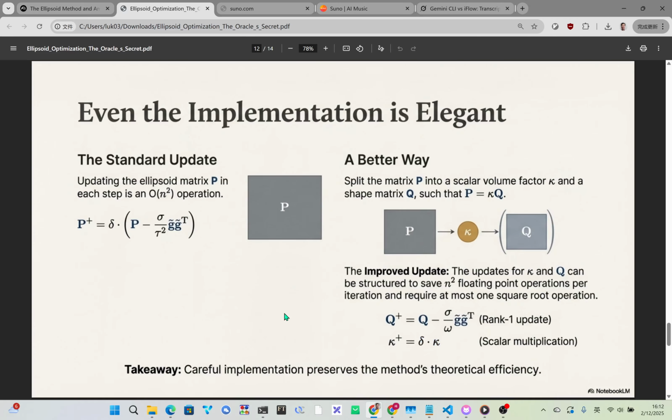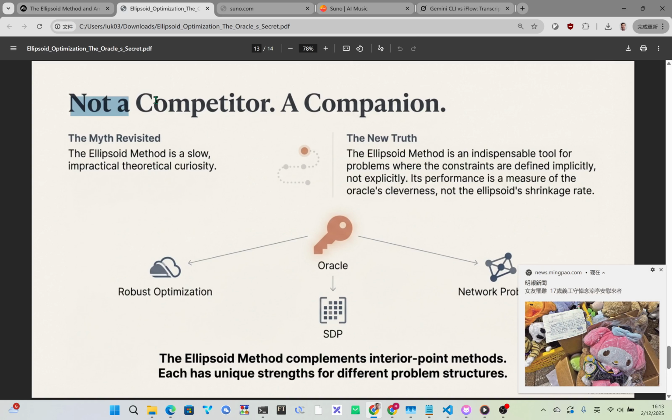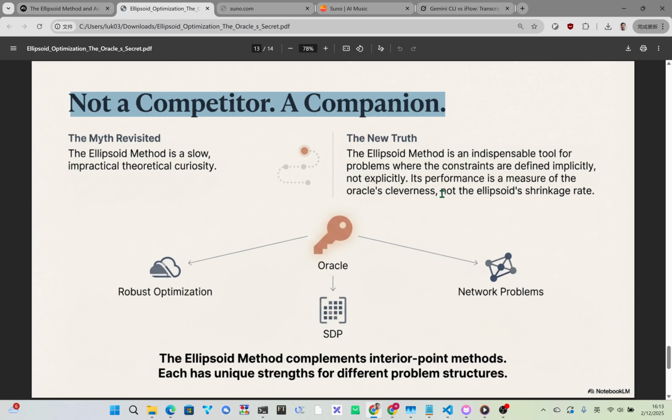This just proves that the perception of the ellipsoid method being inherently slow is, well, just false. Its ultimate speed depends entirely on the oracle. Absolutely. The new truth, what we should take from this deep dive, is that the ellipsoid method is not a slow competitor to interior point methods. It is their essential companion. Interior point methods are phenomenal when your constraints are explicit, when you can list all the rules up front. But the EM is the heavyweight champion for problems where the constraints are implicit. Where the rules are infinite, or uncertain, or exponential, its power is transforming a seemingly impossible problem into just a sequence of smaller, tractable feasibility checks.